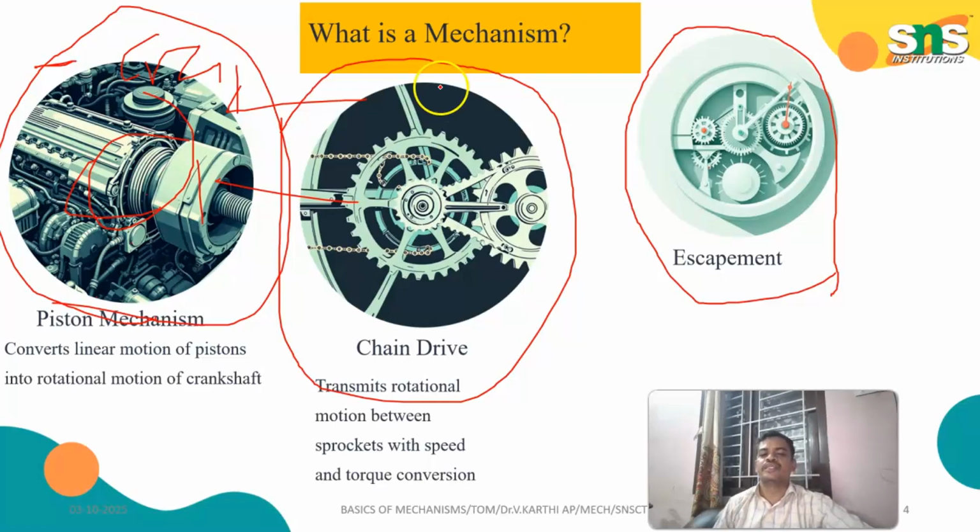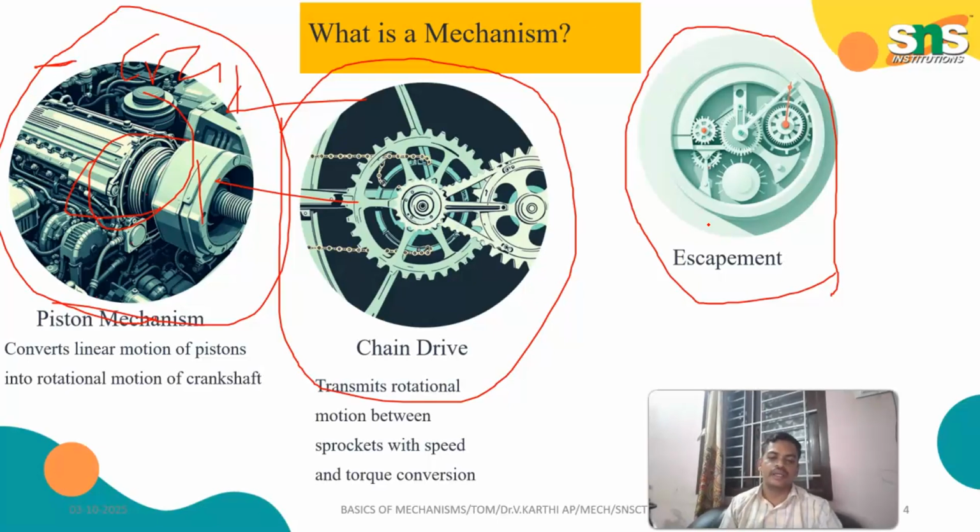Next one is the escapement. It is used in clocks and watches to control motion. The function is to provide intermittent motion, allowing the gear train to advance step by step. Examples: anchor escapement in pendulum clocks.